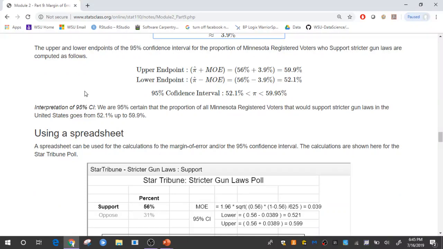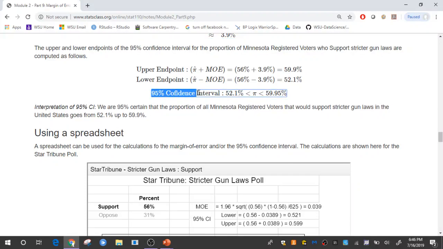So how do I use that margin of error to obtain a 95% confidence interval? I simply need to take pi hat plus that margin of error. So my pi hat was 56% plus that 3.9%, and I end up with 59.9%. The lower endpoint is just going to be that 56% minus the 3.9%, and I get a value of 52.1%.